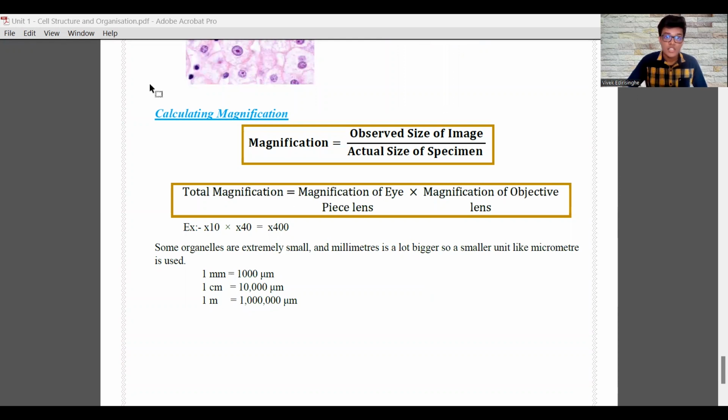This is the most essential part, which is calculating magnification, always a frequent question in the practical paper. So the main equation, which is given here in bold, is the thing that you must remember, because in case of a magnification question, this equation will always carry at least 1 or 2 marks. Magnification equals observed size of image over actual size of specimen.